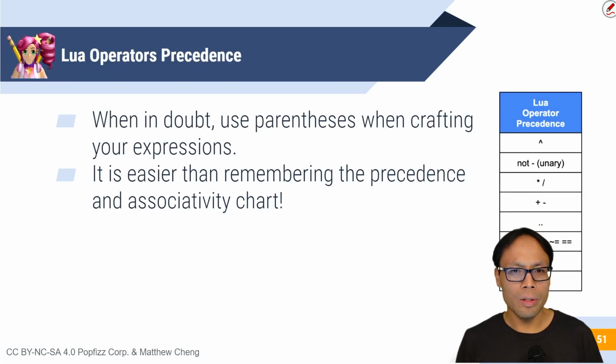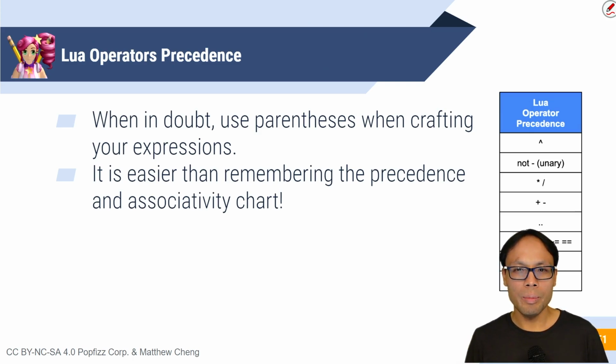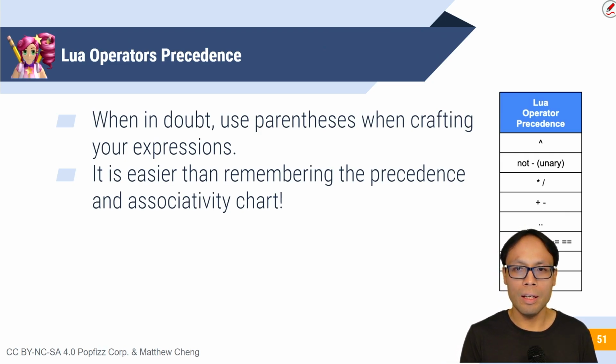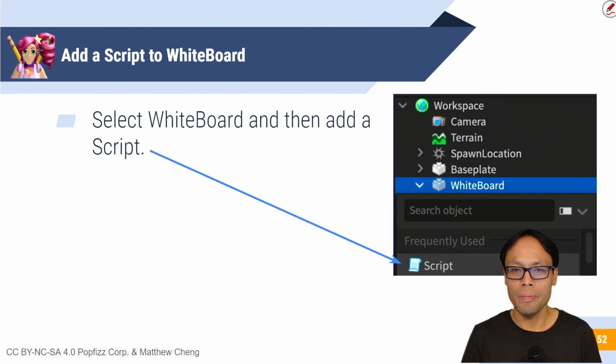Now, when in doubt, if you create some really complex expressions, my advice is to just use parentheses. It's a little bit easier than remembering the precedence and associativity chart and trying to figure out which one goes first. Just use parentheses. It'll make your life a little bit easier.